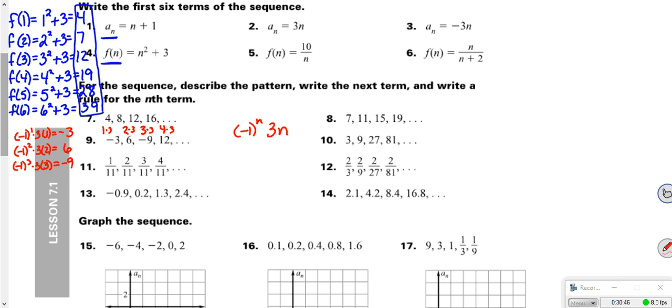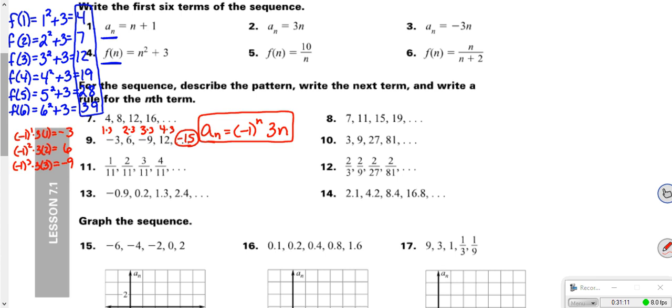So this is my a sub n equals. That's my rule. Okay, and they wanted the next term. What would be the next term of the sequence after 12? It would have to be a -15. Okay, so a -15 would be the next term, and then my rule would be that. Now, let's do number 13.